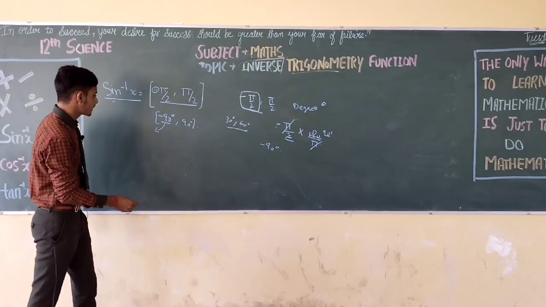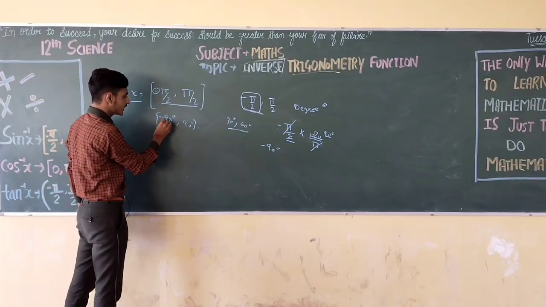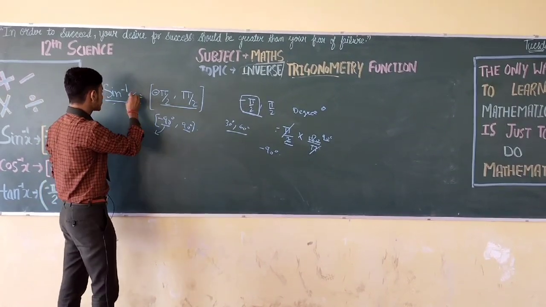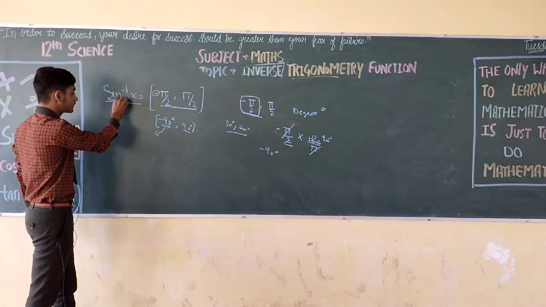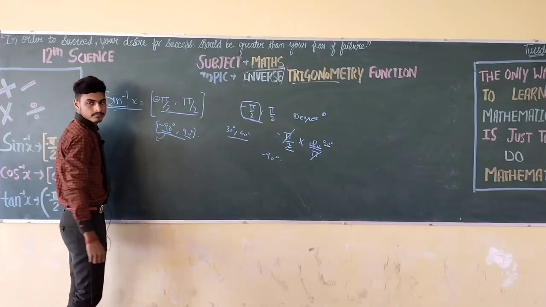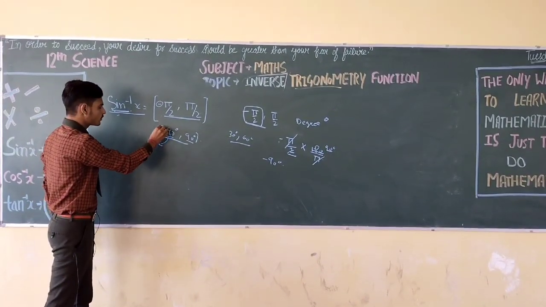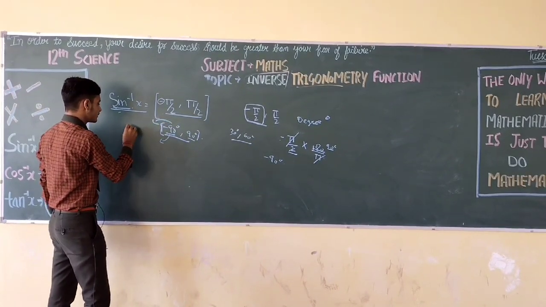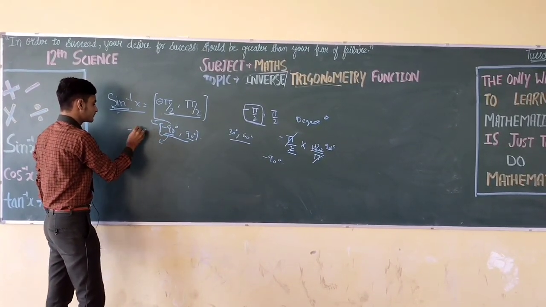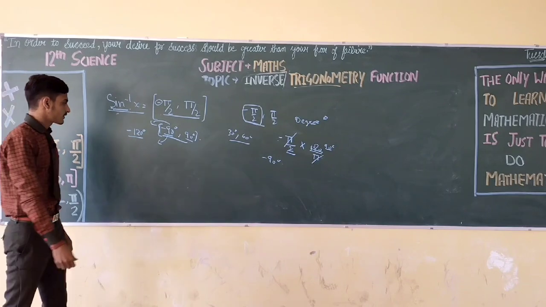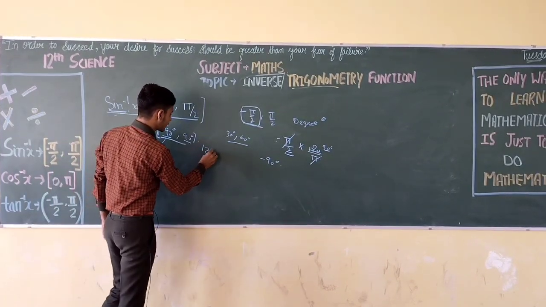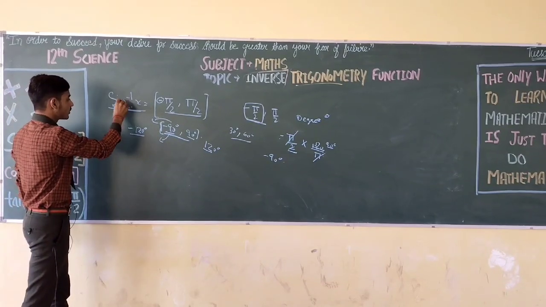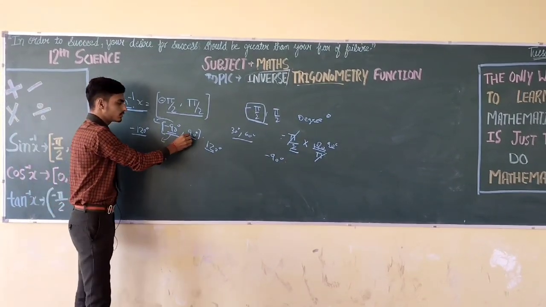So what did we get from here? We got minus 90 and 90 degree. These are the angles between which the value of sine inverse x lies. So if any answer is out of 90 degree, like 120 degree, it is wrong. The range of sine inverse x is between minus 90 to 90 degree.